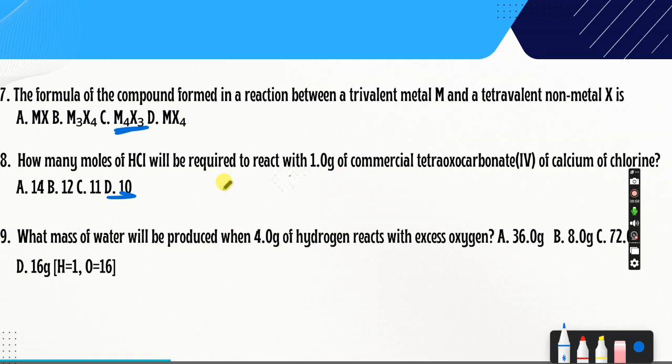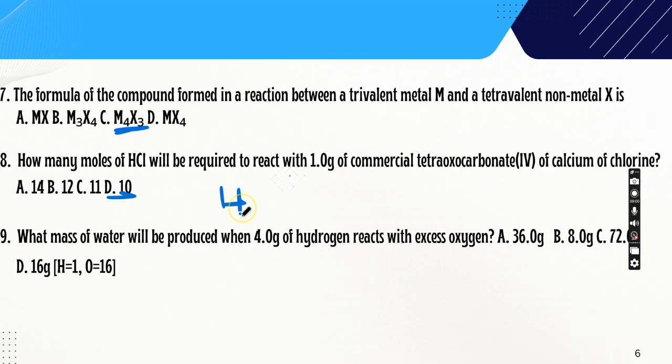So hydrogen gas, that is H2, is reacting with oxygen gas to give us H2O. So the equation is not balanced yet. We put 2 here, then we put another 2 here. Right? The equation is balanced now. So they are saying 4 gram of hydrogen gas will react with excess oxygen to give us how many mass of water?